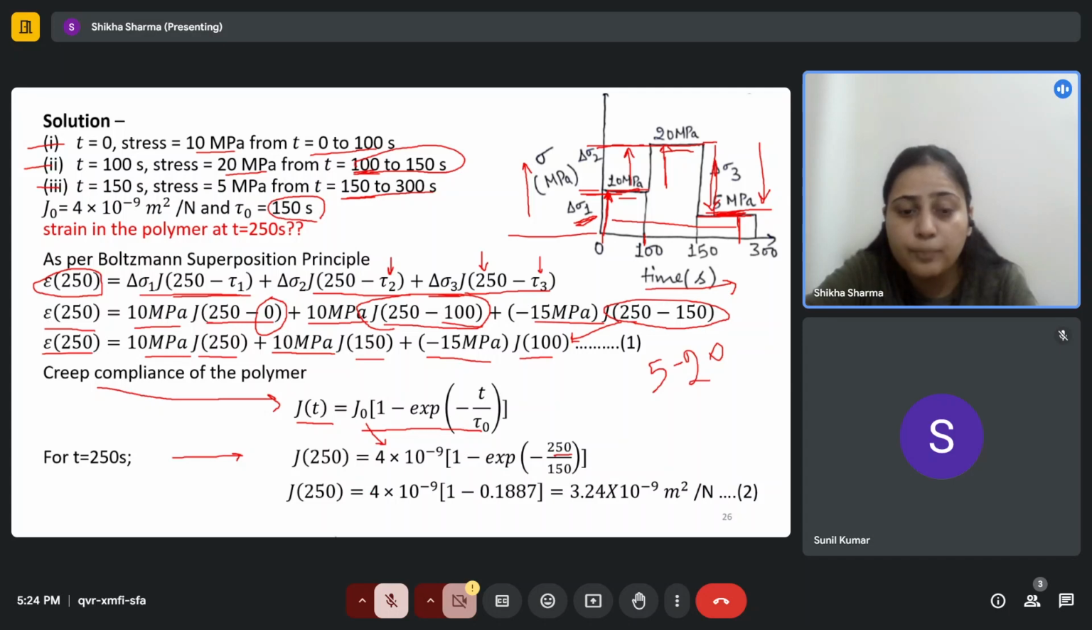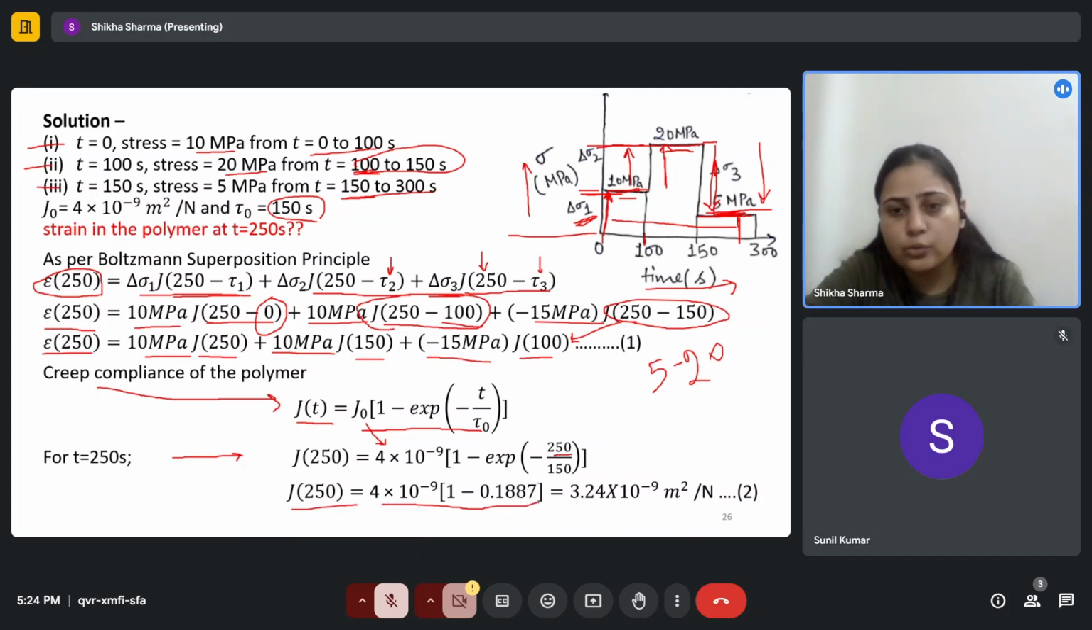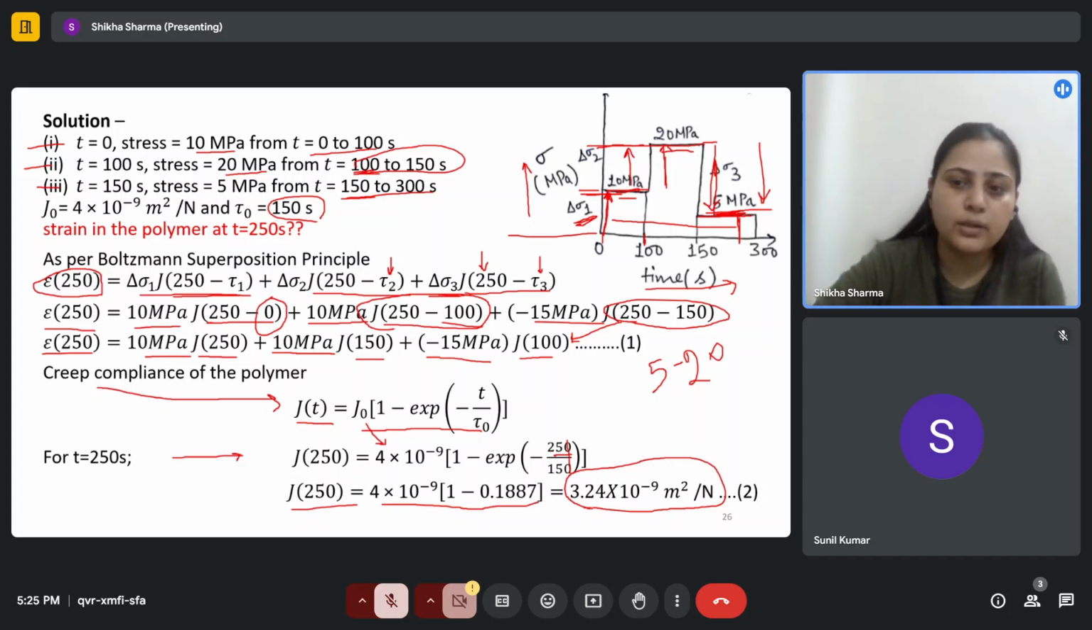So divide by 150. This value will give the creep compliance at 250 seconds: 4 into 10 to the power minus 9 into 1 minus exponential minus 5 by 3, which is 0.1887. So 1 minus 0.1887, multiplied by 4 into 10 to the power minus 9, gives the creep compliance at 250 seconds equal to 3.24 into 10 to the power minus 9 meter square per Newton.